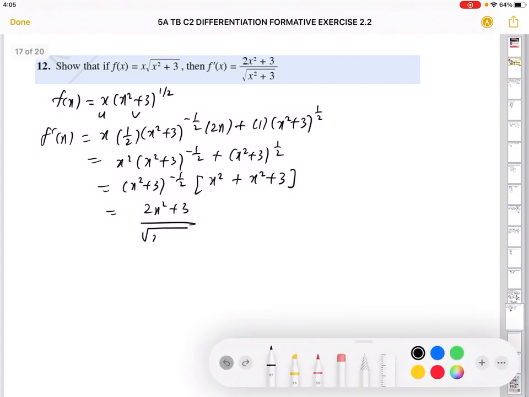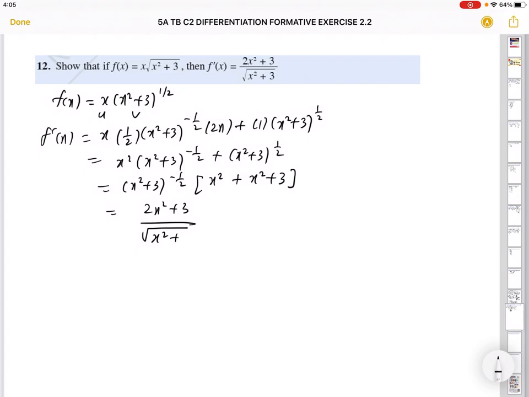So now, if you don't want to use this, there's another way. I will just write this. I put an arrow here. Method 2. You may want to write x squared, put the square root x squared plus 3, and square root x squared plus 3.